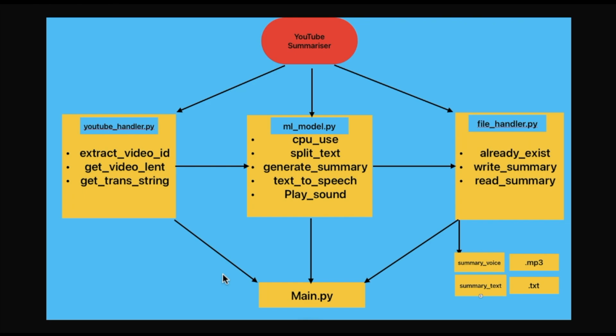And whenever our program runs and sees that this ID is already processed and its voice and text files are generated, then we don't need to go through the process further. We can use the previous data that we stored in the voice and text files. We can directly process that and output it.